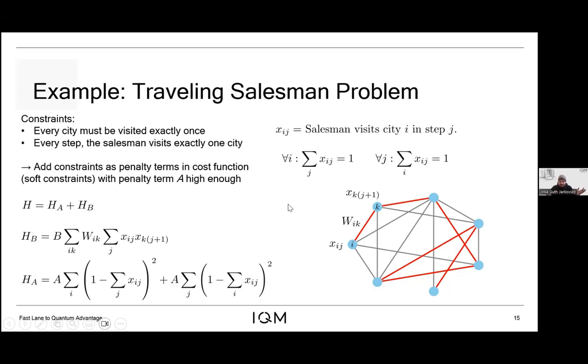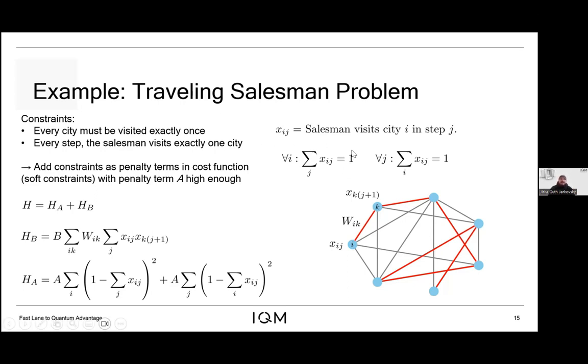Now, this is not a quadratic unconstrained binary problem. Okay, we can think of it as binary if we define these binary variables, xij, which mean that the salesman visits city i in step j, where there is the same number of steps as there are cities. But then we have constraints, right?